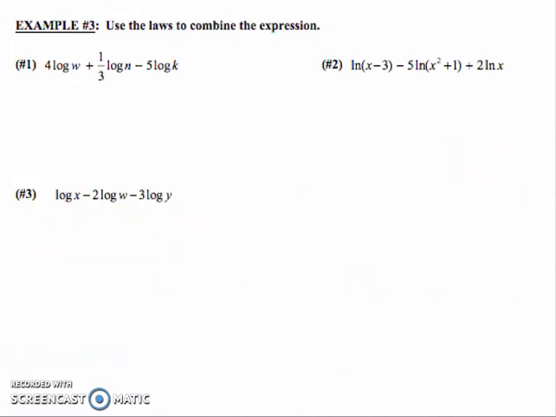In the third set of examples, I'm going to be doing the exact opposite. I am going to be trying to condense these expressions back. So when I'm done, I should have 1 log. When you are done, there shall be only 1 log. So let's see if we can accomplish this one step at a time.